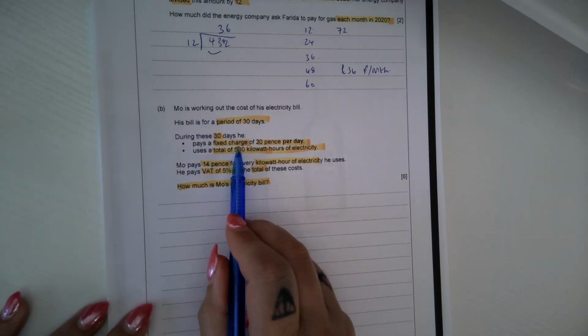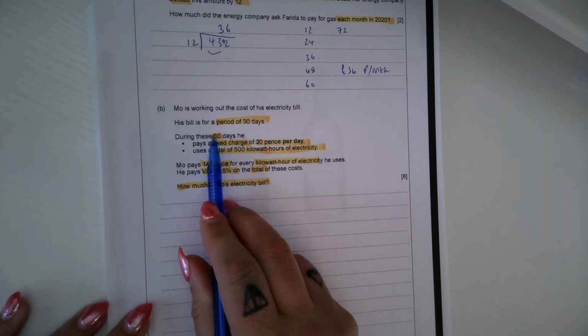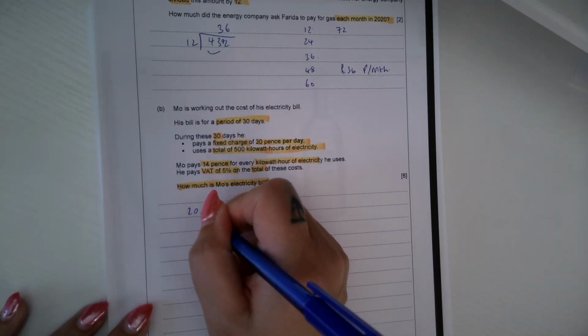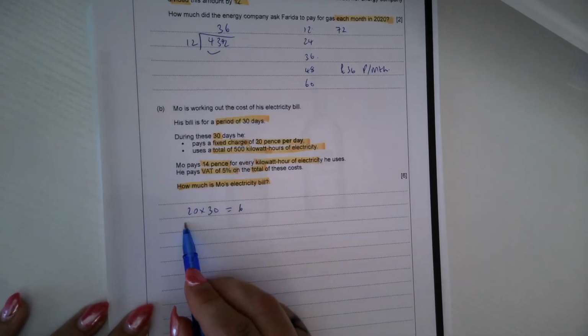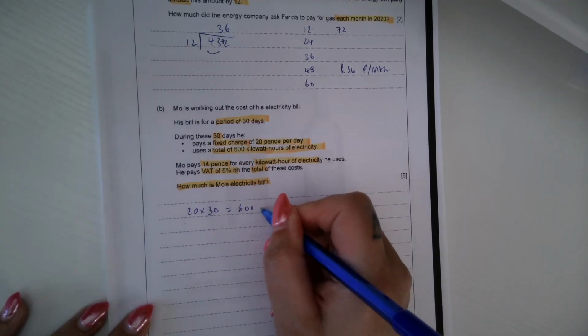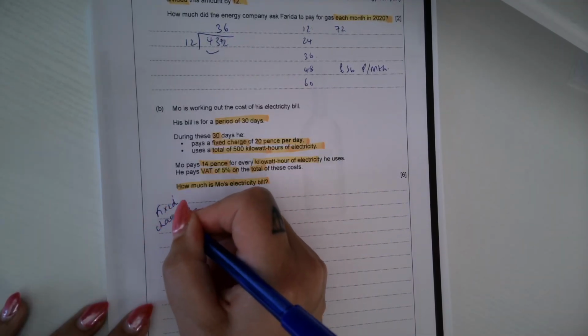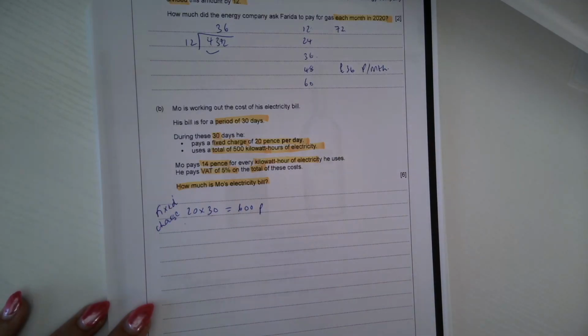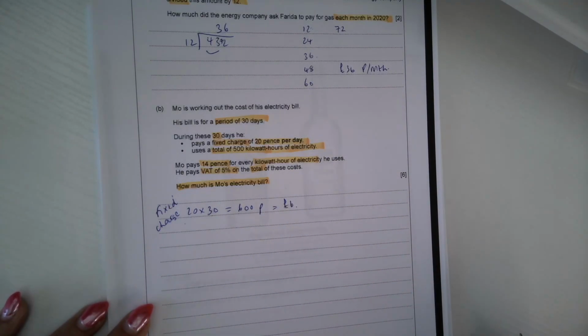Okay, so he pays a fixed charge of 20 pence per day. So that's 20 times 30. So 20 times 30, 2 times 3 is 6. So 20 times 30 must be 600. So that fixed charge, that one-off payment is 600 pence, which is £6.